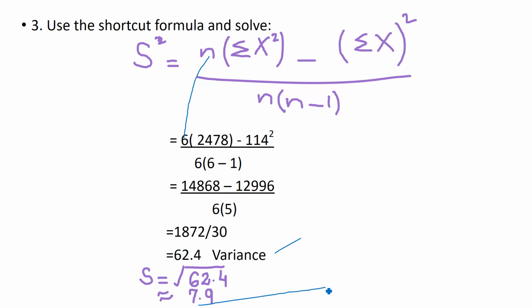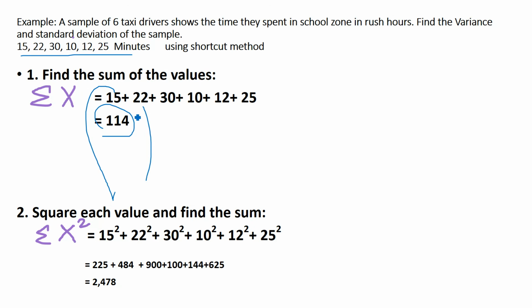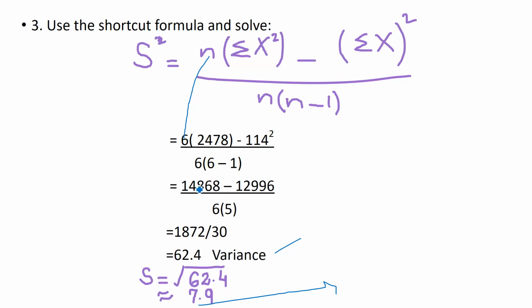So the same answer that we calculated with the long six steps, here we have used the direct formula. What is the formula? You have to square and then add. Here you have to add and then square. See this one, add and then square 114. Here you have to square each value. So this is the main difference and this is the direct formula. You can use either one, you will get the same answer.